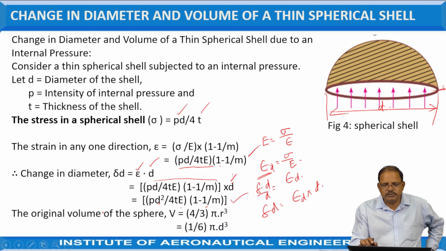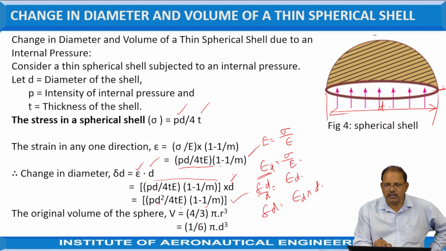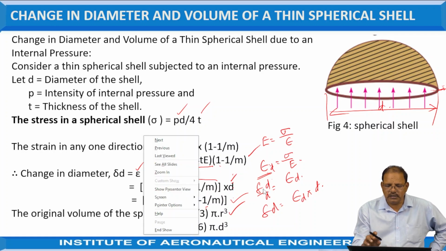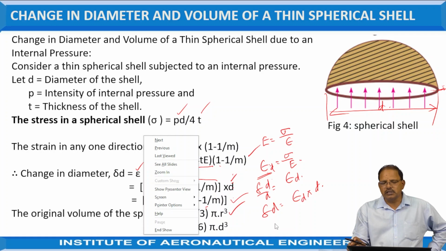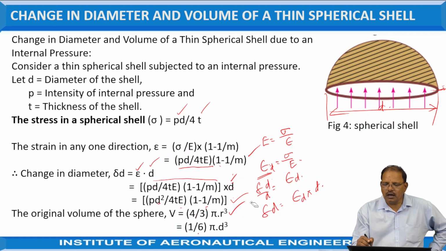The original volume of the sphere is V is equal to 4 by 3 pi r cube. By using the relations, we represent this r in terms of the diameter, that is r cube is equal to d cube divided by 8. So by substituting these values in this equation, in terms of d it is equal to 1 by 6 into pi d cube.